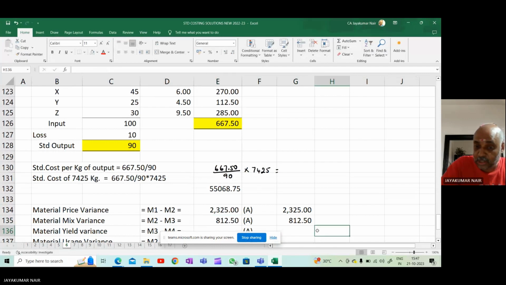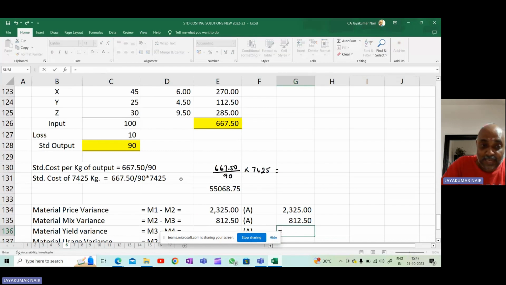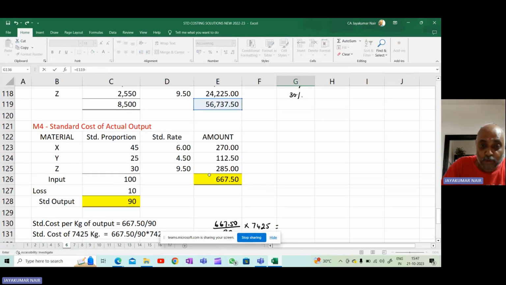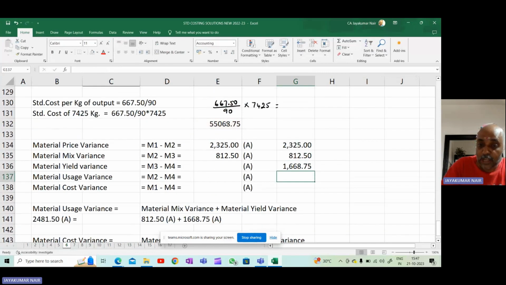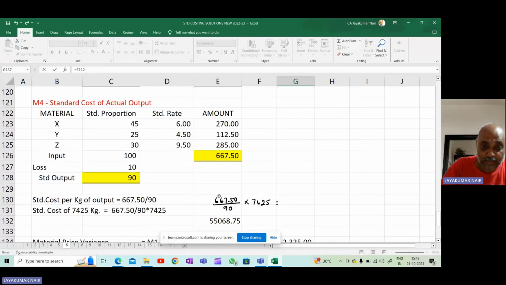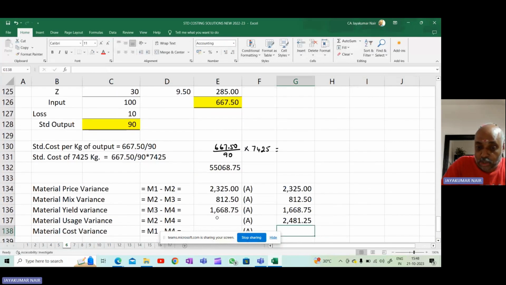812.50. So this is material mix variance. Now, what is the next one? Material yield variance is M3 minus M4. M4, you have to take this. This is M4. So it is 1,668.75. And what is material usage variance? Usage variance is M2 minus M4. So M2 minus M4, you get 2,481.25. That is material usage variance.